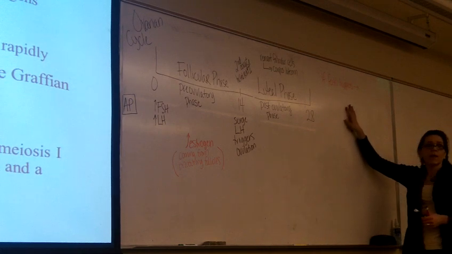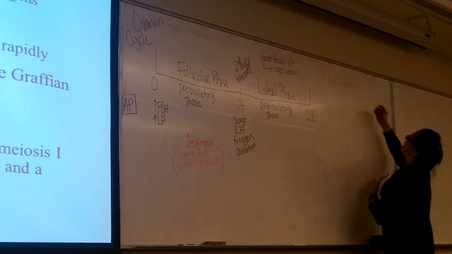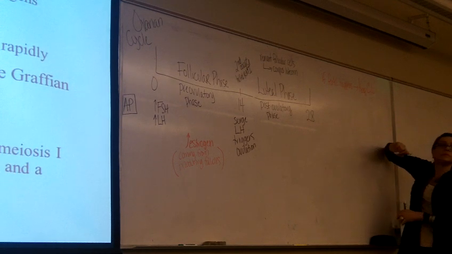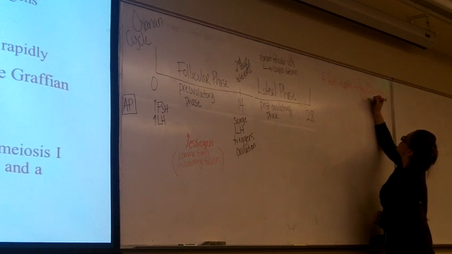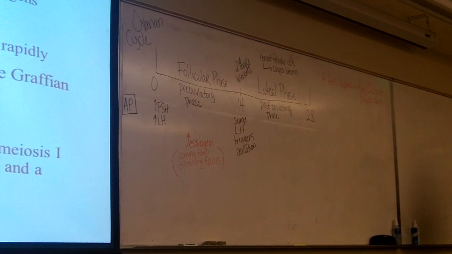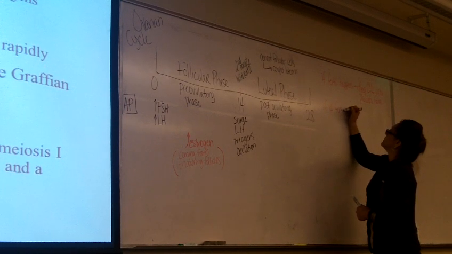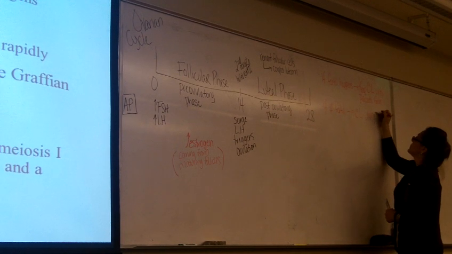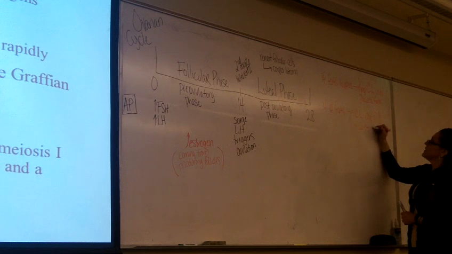If fertilization happens, there are going to be hormones that are released that keep the corpus luteum until the placenta forms, which will take about 3 months or so. If there's no fertilization, then the corpus luteum is going to die off in about 12 to 14 days.